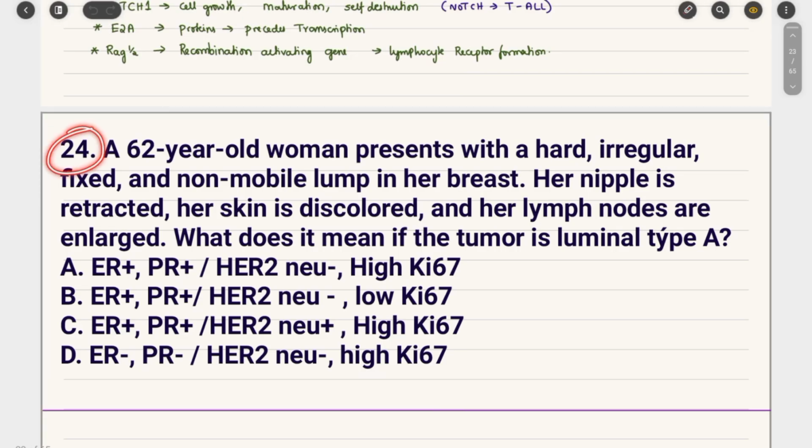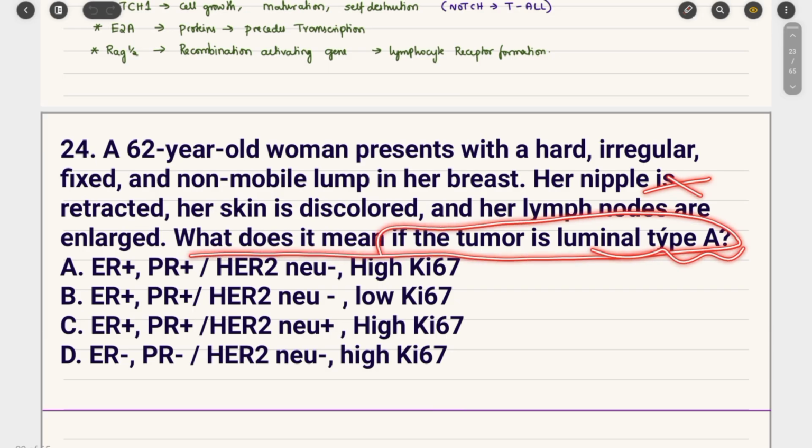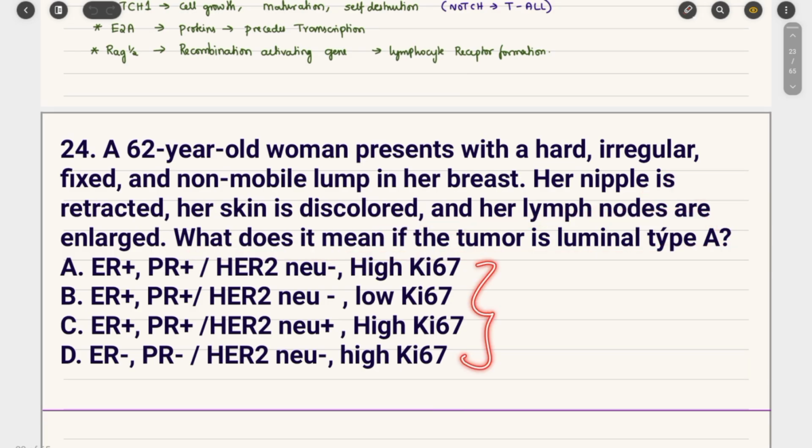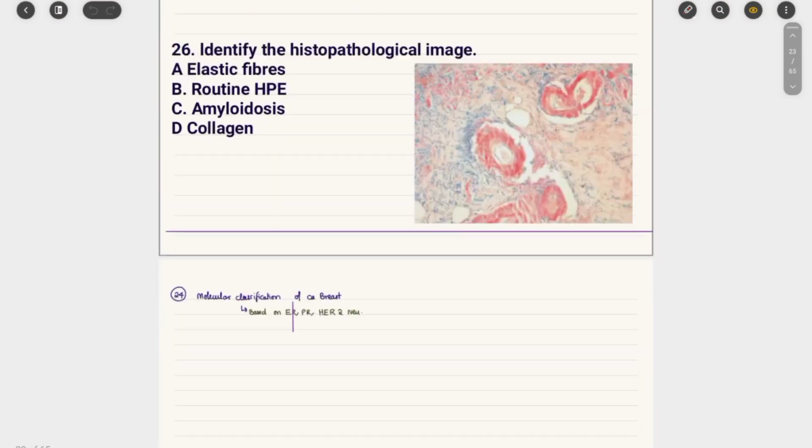24th question. A 62-year-old woman presents with a hard, irregular, fixed, non-mobile lump in her breast. Her nipple is retracted. Her skin is discolored and her lymph nodes are enlarged. What does it mean if the tumor is luminal A? See, the whole paragraph is not important, but the last sentence: you have to tell which of these combinations refers to luminal A. First, let me show you the answer, then you can guess.